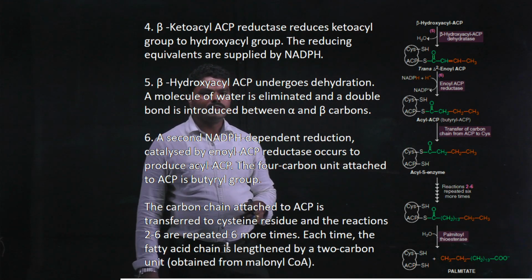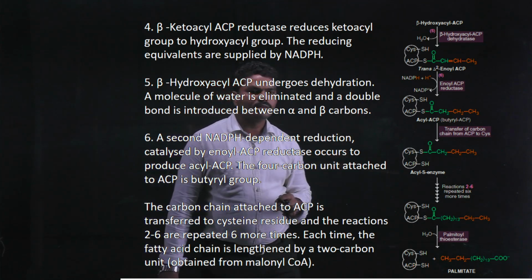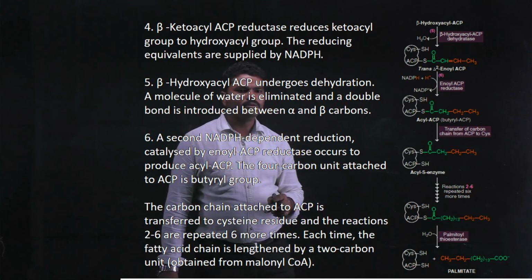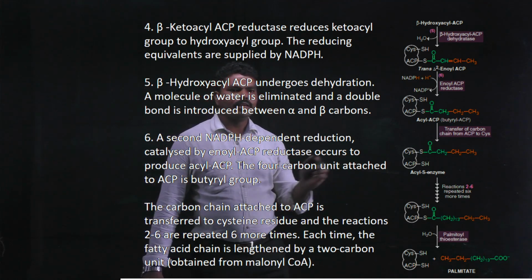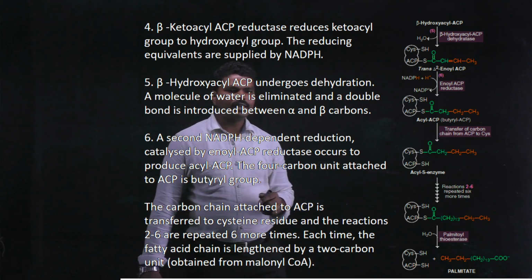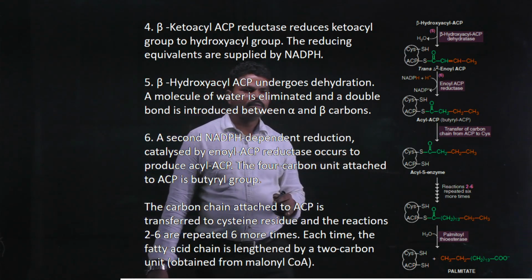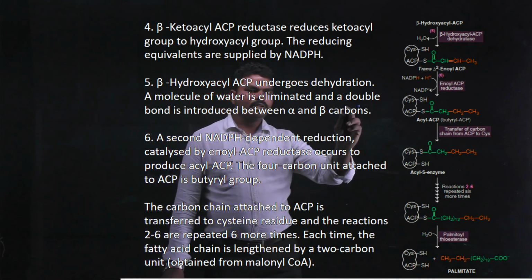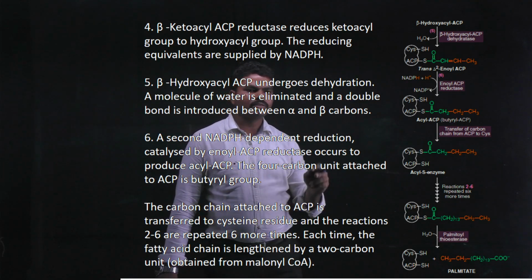So that will reduce this trans beta enoyl ACP. Trans beta enoyl ACP is reduced to acyl ACP by the action of enoyl ACP reductase. During this process another NADPH is used, and due to this the reduction takes place, converting the trans beta enoyl ACP to the acyl ACP.